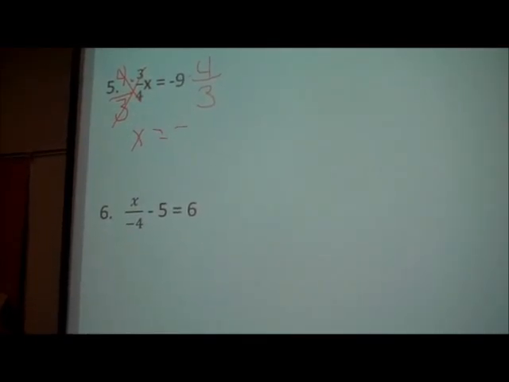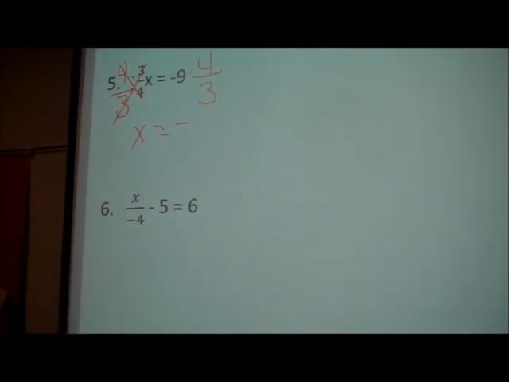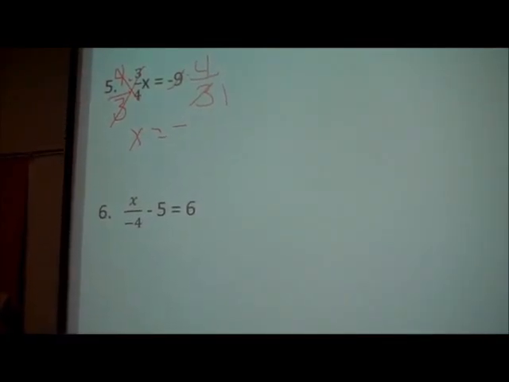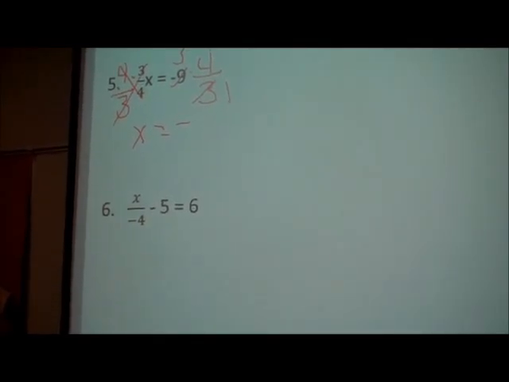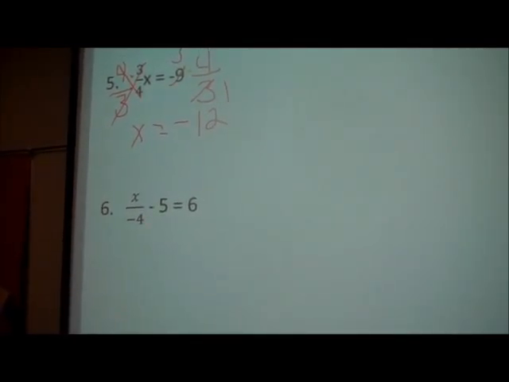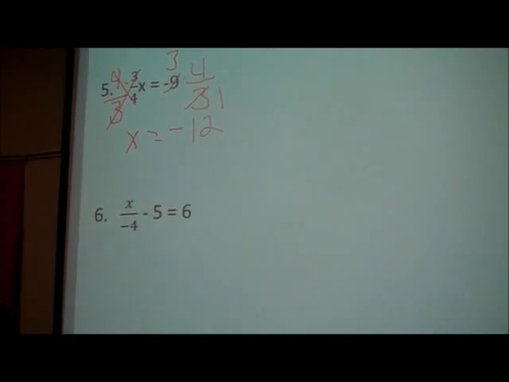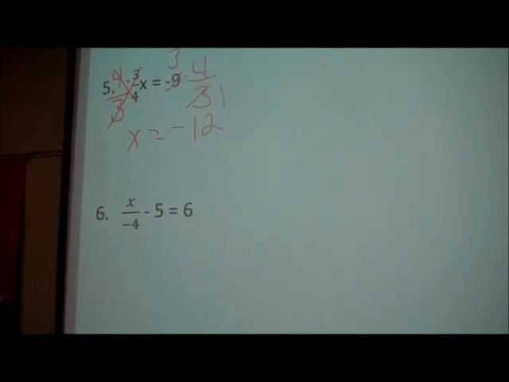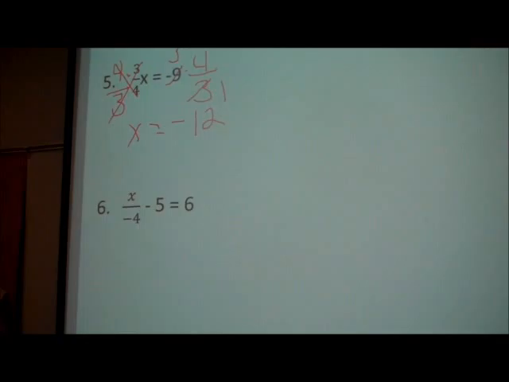I'm going to write it down. Oops, wrong side. On the left, everything cancels. On the right, don't lose your negative sign. 3 goes into 3 once. 3 goes into 9 3 times. 3 times 4 is 12. So I get x equal negative 12. Questions on that one? So those are really all one-step equations.